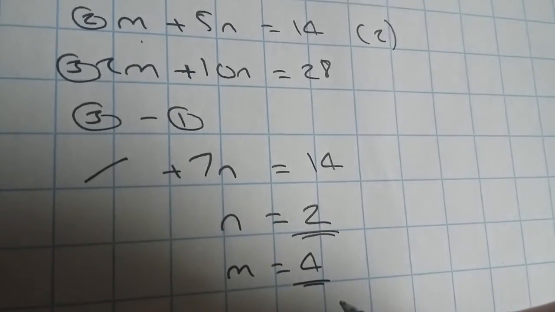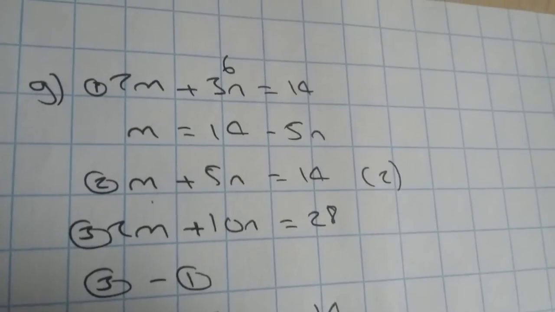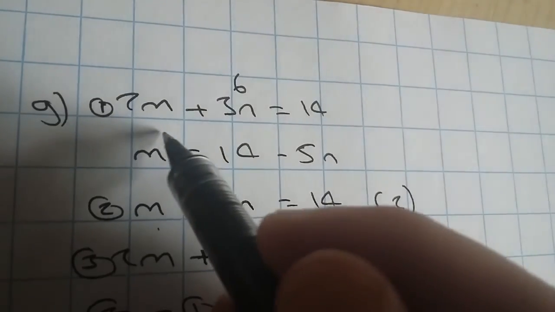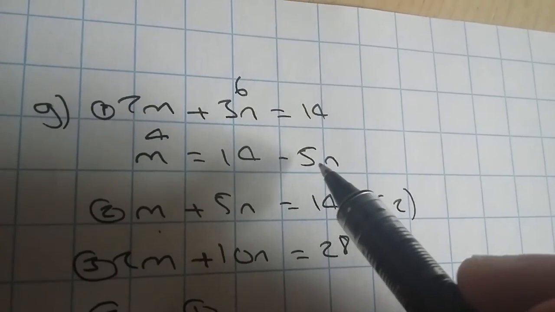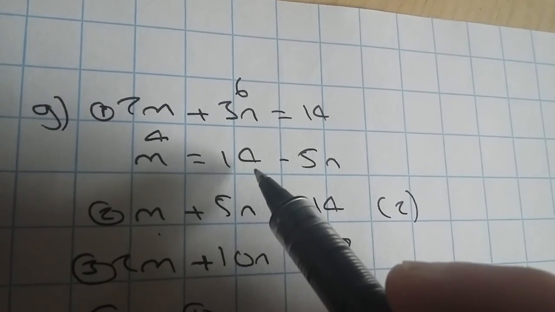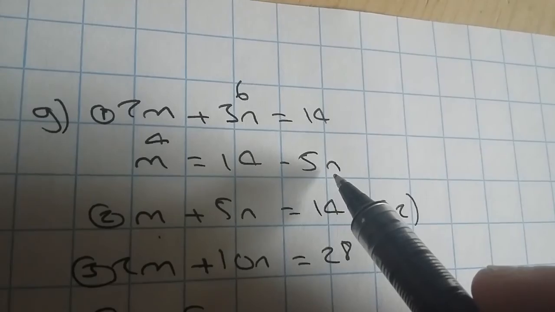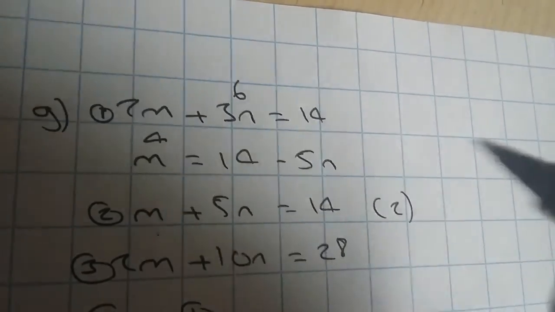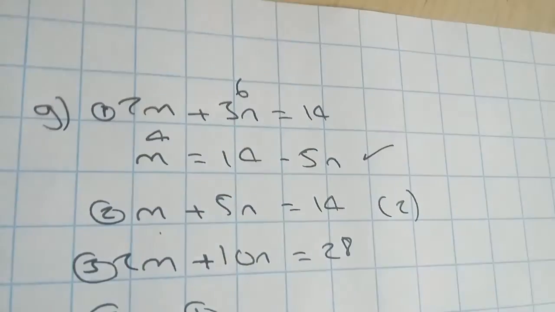Next bit you can do if you want to be thorough again, is you can use those 2 numbers in this one. We said that m was 4 and n was 2. So is 4 equal to 14 take away 5 lots of 2, 14 take away 10, yes, that does work. So I've double checked it, I've done it right.